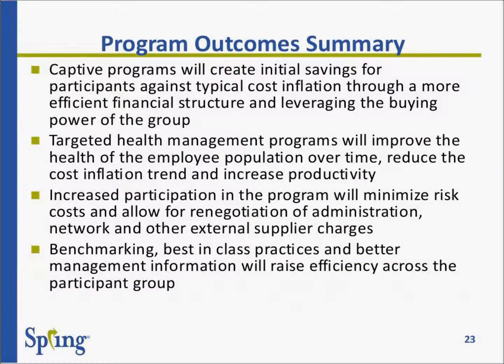So in summary, the initial savings come from the pooling, the movement to self-insurance, but the long-term savings is where we can really start to bend the trend. And those come from getting the program together and targeting what's important to that group of people, whether it's health management, minimizing risk, benchmarking, setting best-in-class programs, whatever is most important to them. So Tracy, I'm going to kick things over to you to tell us a little more detail about this specific program.